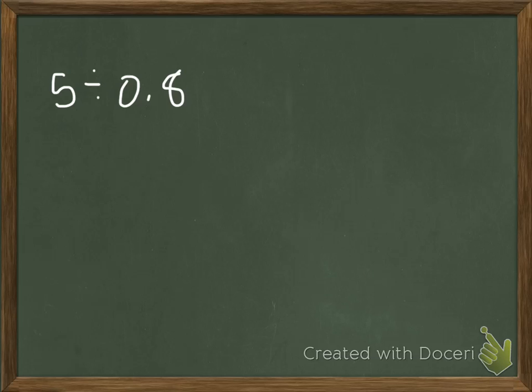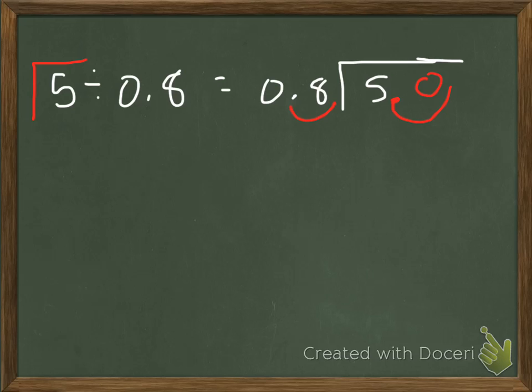Here we got 5 divided by 0.8. The first number always goes in the box. So it's going to be 0.8, and the 5 is inside. So I have my decimal out here, which I don't want, so I'm going to move it over 1 time, which means I have to move my decimal here. That's right behind the 5. Since I moved it over 1 time, I'm going to add 1 0 and move it over. So now I have 50 divided by 8. 8 goes into 50 6 times.